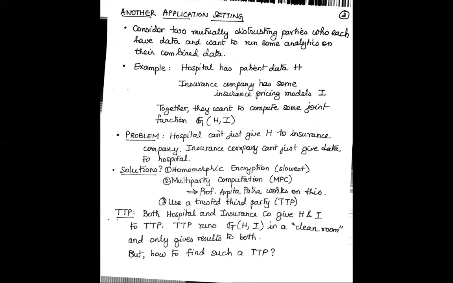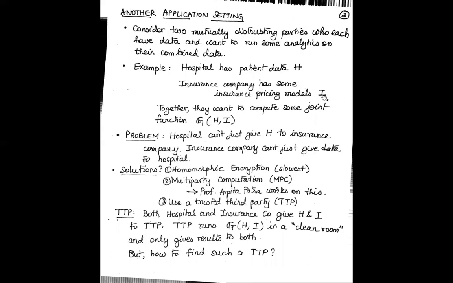Okay, so here's an example. We have two mutually distrusting parties. There is a hospital that has access to patient data. You've got the names of people, what their diseases are, what their condition is, and so on. We will call that H. It's a database.